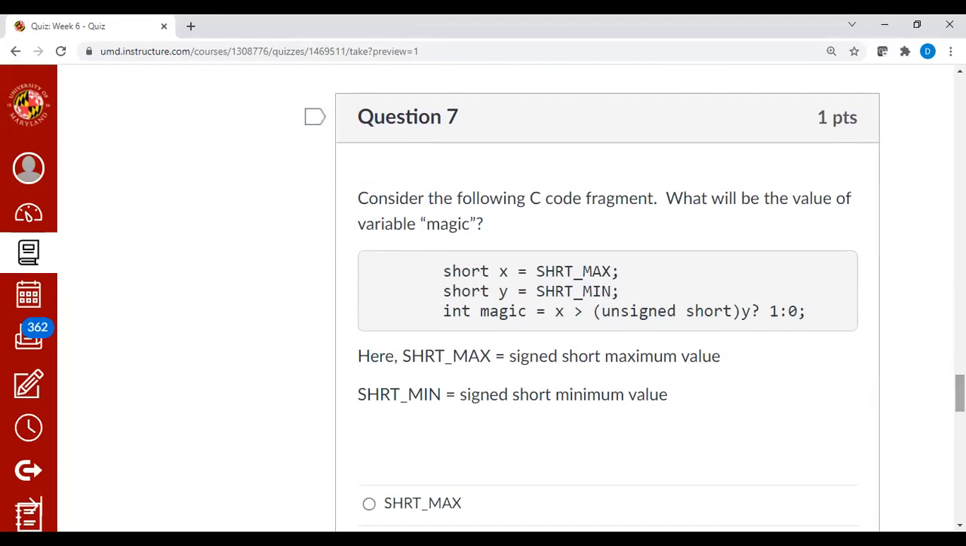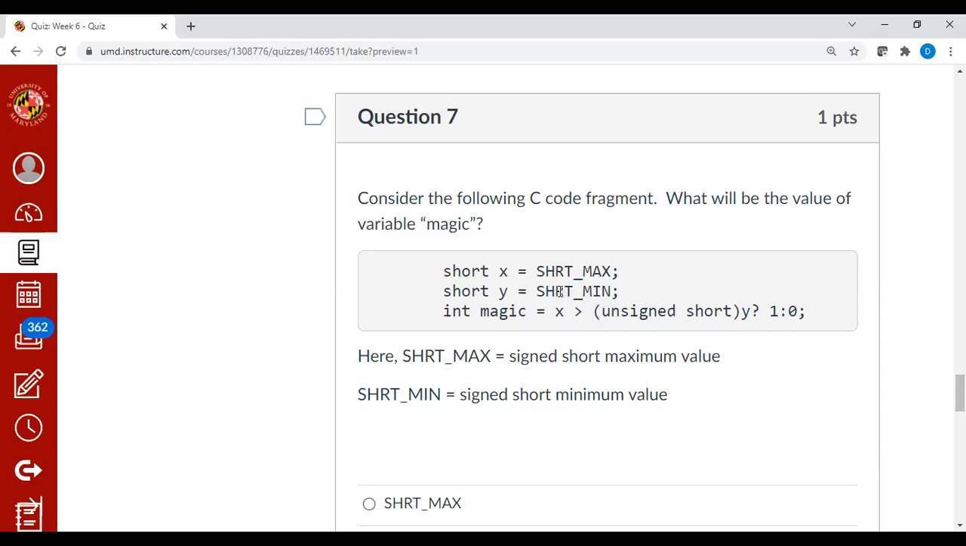Consider the following C code fragment. What would be the value of variable magic? X is short max, Y is short min. We are casting short max to unsigned short, which means you have 0 followed by 15 ones, right? Let me clarify that. X is short max, that's correct. And Y is short min, which in terms of negative is 1 followed by 0, 0, 0. All right.